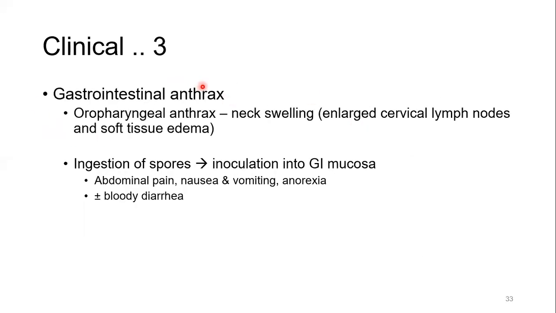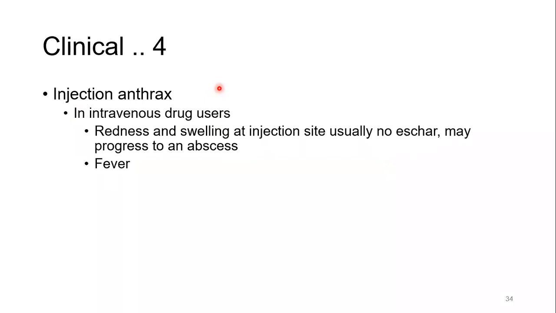Then we have gastrointestinal anthrax, but when you're swallowing, of course, you start from the mouth. So you may have oropharyngeal presentation where there's basically neck swelling due to enlarged cervical lymph nodes and edema in the soft tissues. But there's also inoculation into the mucosa, which presents with abdominal pain, nausea and vomiting, anorexia, and they may present with bloody diarrhea.